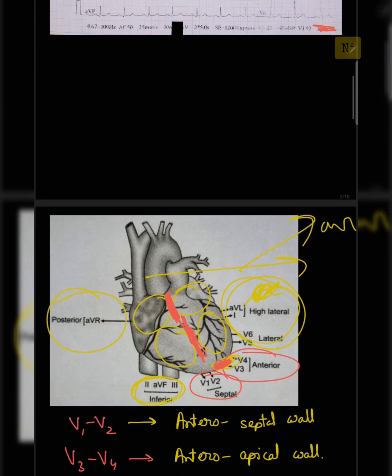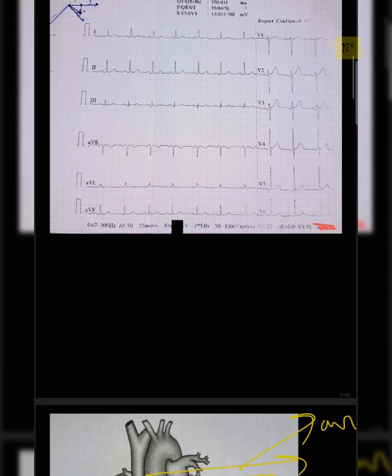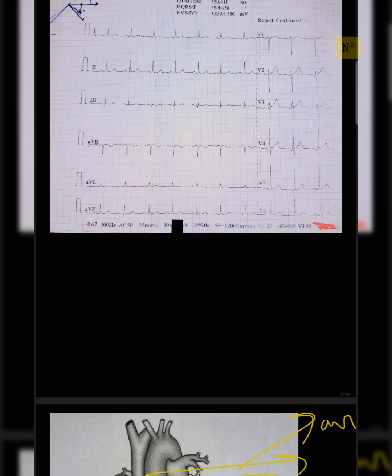Okay, so individually, suppose you are getting an abnormality in the ECG strip in V1 and V2. So in these two leads you will get abnormal PQRS complex or abnormal intervals or abnormal segments. Then you should suspect there is an anteroseptal wall defect. If you are getting any abnormality in V3 and V4, then you should suspect an apical wall abnormality. This is a septal wall abnormality. This is an apical wall abnormality.